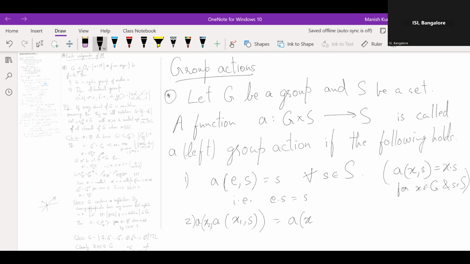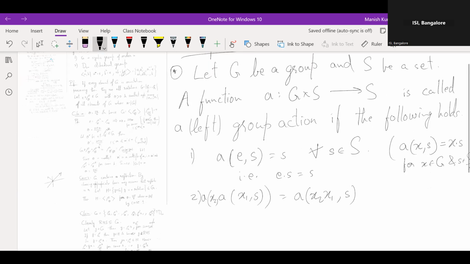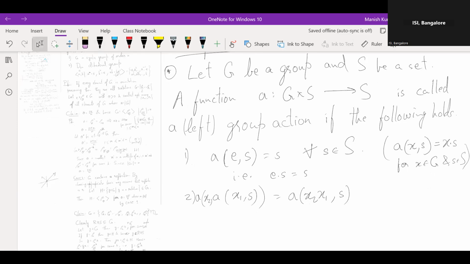A(X2, X1, S). Yeah. So if you have seen group action, it may look somewhat clumsy, but in the other notation, what it says is that X2 dot X1 dot S is the same as you first multiply X2 X1 in the group and then do S. Okay. So it's acting on the left. So we are using this left notation.